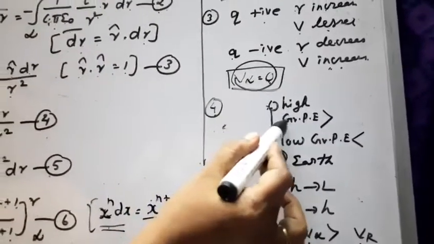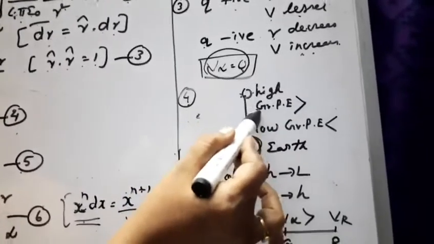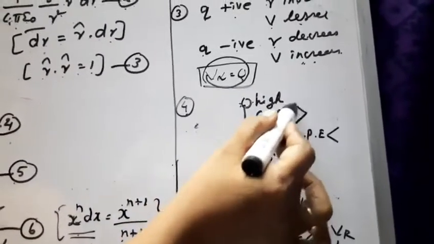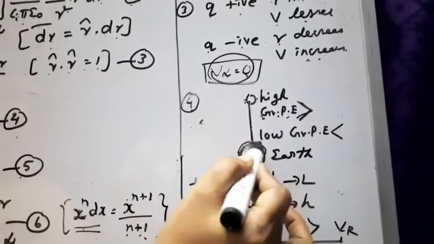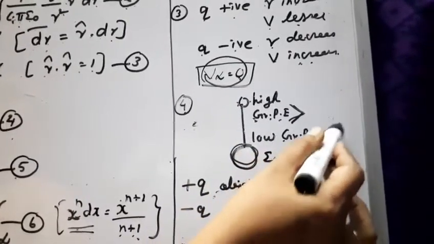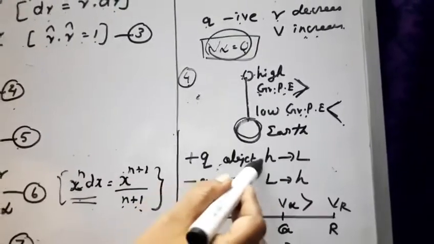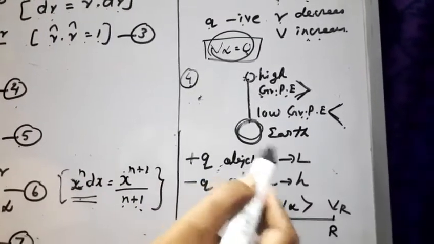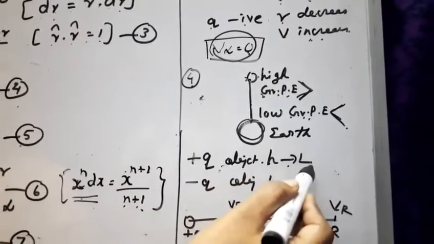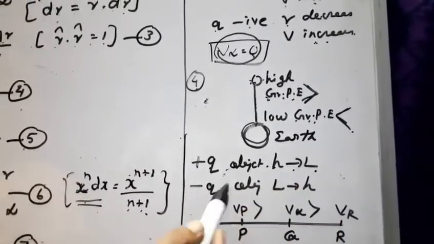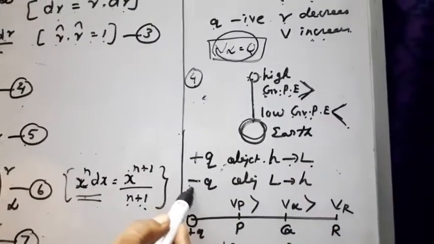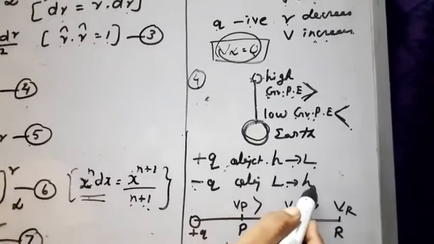And the fourth point: suppose this is the earth, and there is an object we can consider at a high distance. At a high position the object has greater gravitational potential energy, and on the lower side the potential energy is lesser. Suppose a positive Q charge starts from positive to negative, meaning it moves from higher potential energy to lower potential energy. Like that, a negative charge moves from lower potential to higher potential.